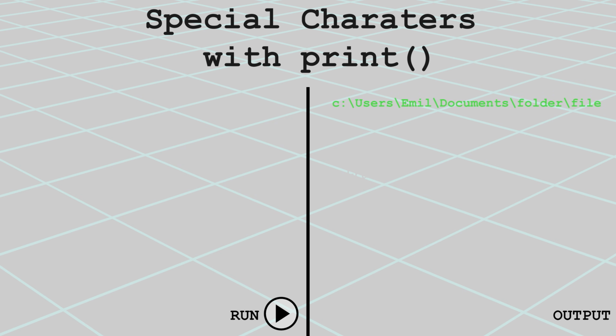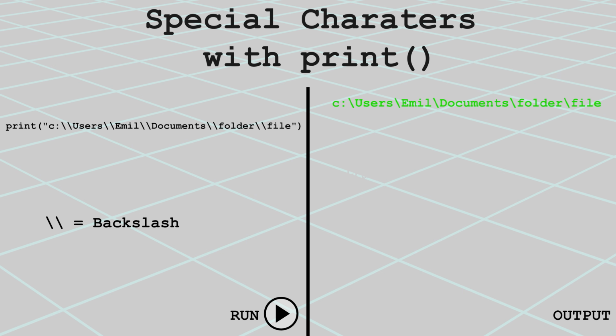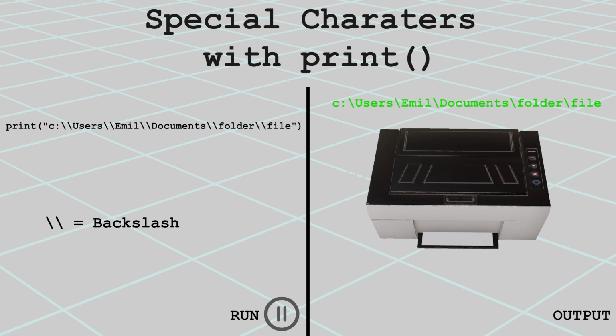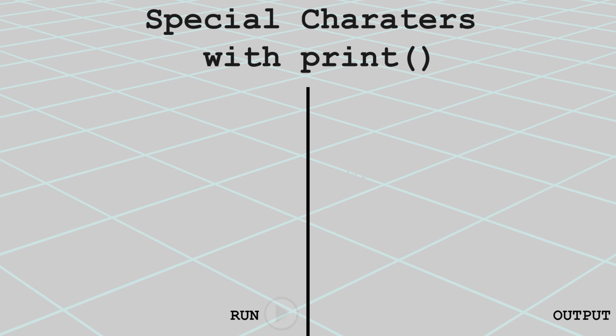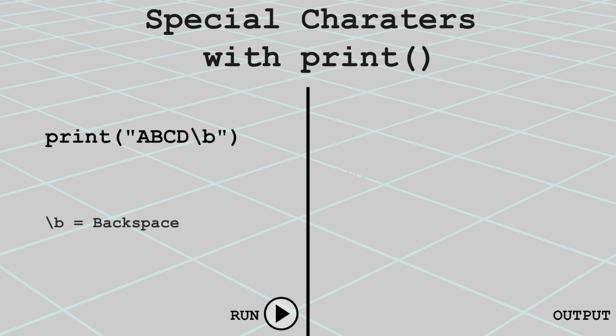If we want to print something that includes the backslash, we need to make sure that we use two backslashes to let Python know that we want to print the backslash in the terminal. Lastly, we could use the \b as a backspace so we can delete a character in our string.